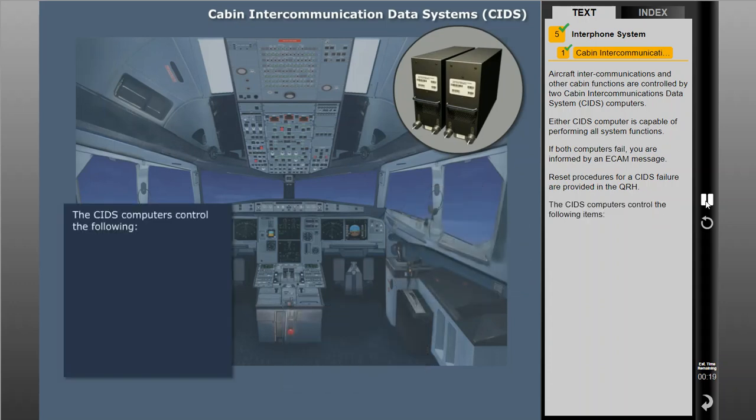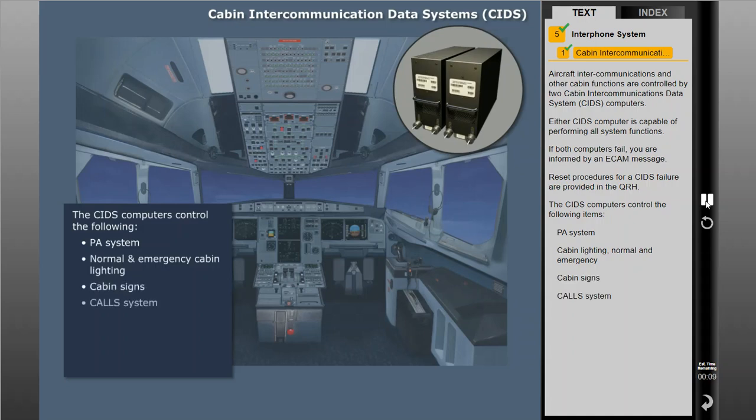The CIDS computers control the following items: the PA system, cabin lighting including normal and emergency, cabin signs, call system, lavatory smoke indications, flight, cabin, and service interphone systems.